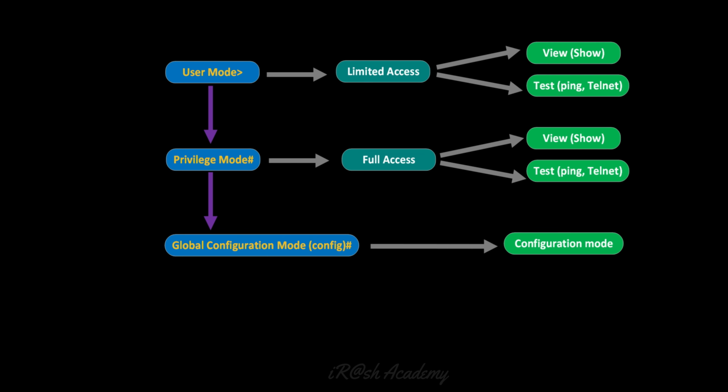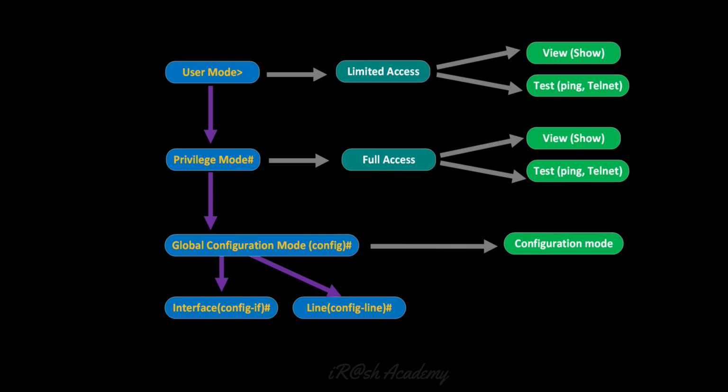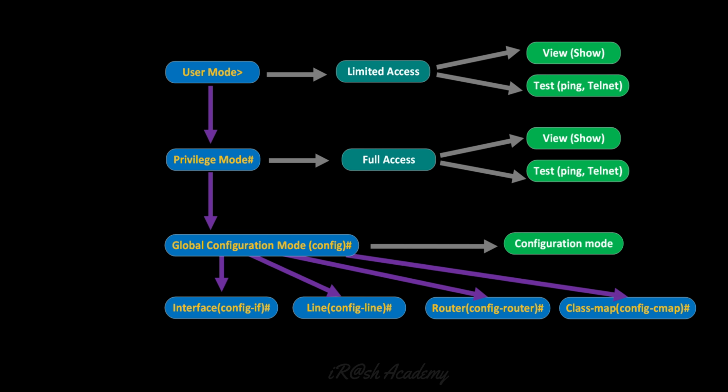For example, from the global configuration mode, if you want to configure the interface of the device, then you need to go to the interface mode. Or if you want to configure the line console, then you need to go to the line interface mode. Or if you want to configure the router option, then you need to go to the router mode. Or if you want to configure the quality of service, the class map, then you need to go to the class map mode. So in this way, from the configuration mode, you can go to any sub mode. And in total there are 100 plus modes available in Cisco devices.